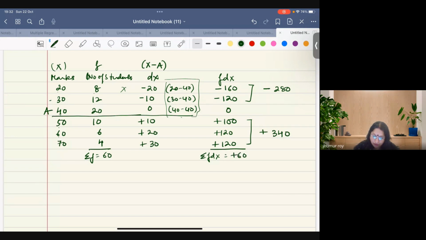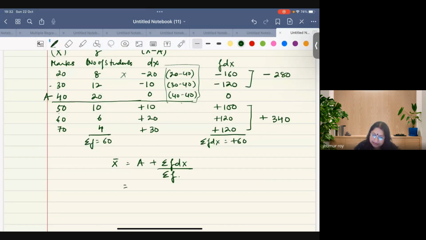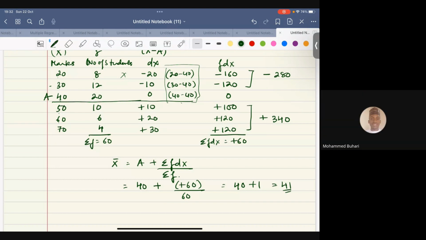So now when we write the formula, it will be x bar is equal to a plus sigma f dx divided by sigma f. What have you taken as assumed mean? 40 plus what is the value of sigma f dx? It is plus 60 divided by sigma f, which is 60. So you will say 40 plus 1 is equal to 41. So even in this method, you have got the same answer.